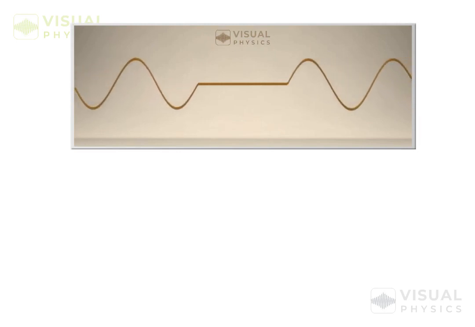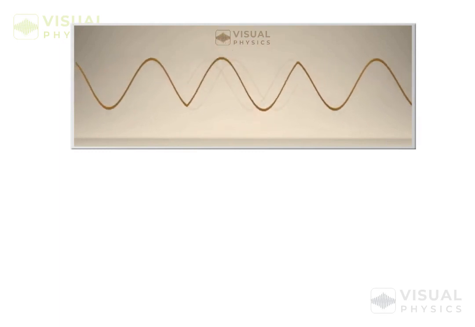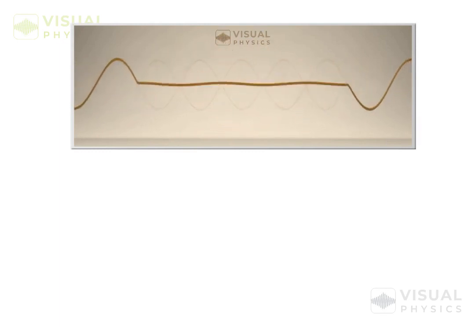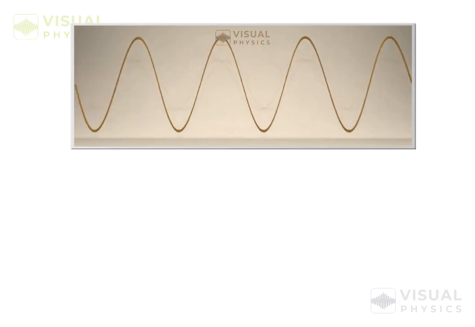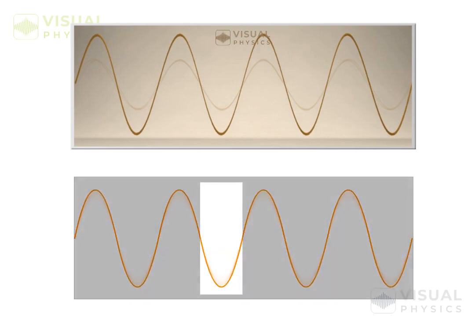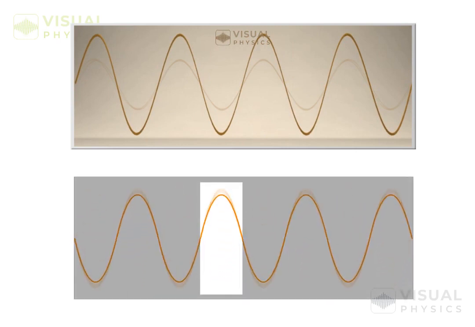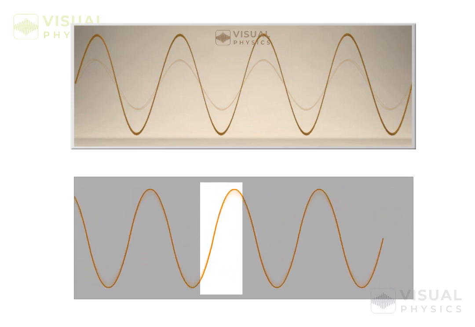Now let us consider the interference of two similar waves moving in opposite directions. The resultant pattern is called a standing wave. This is because the patterns do not shift in any direction. That is, they do not move left or right.